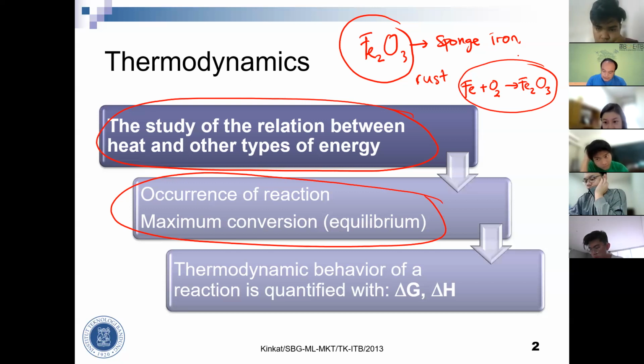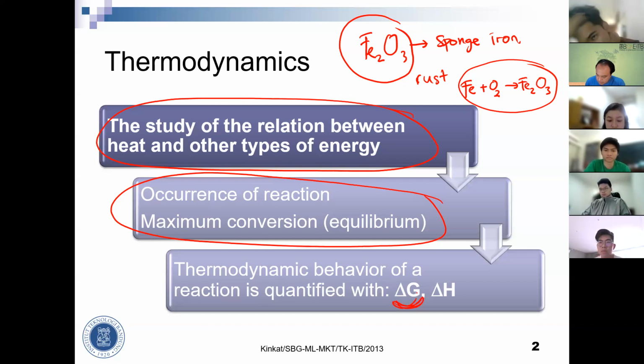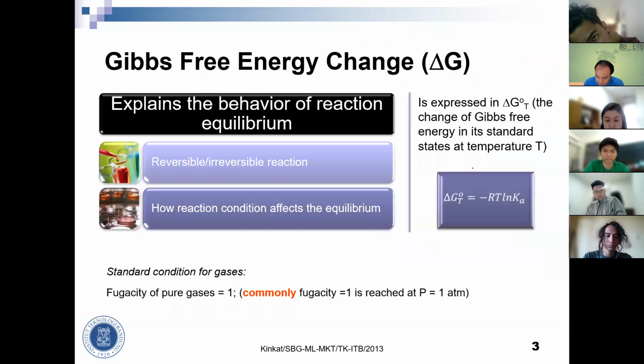So the boundary, whether the reaction can happen or not, is thermodynamics. That's the first boundary. Okay, the thermodynamic behavior of a reaction is quantified by the Gibbs free energy and enthalpy. These two thermodynamic terms will be used to evaluate a reaction. How to use them, we will see later.